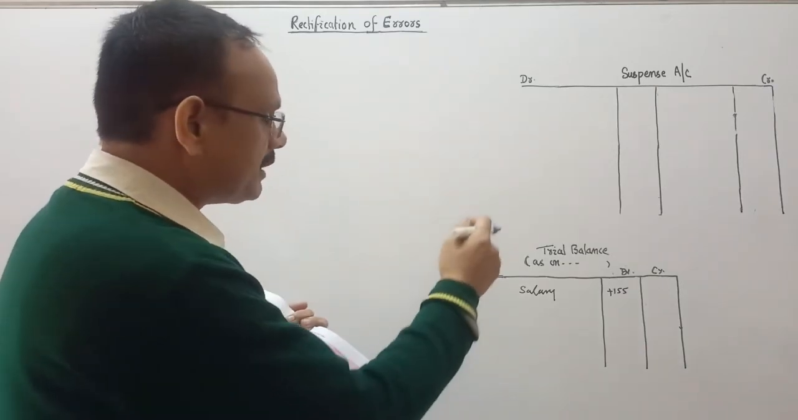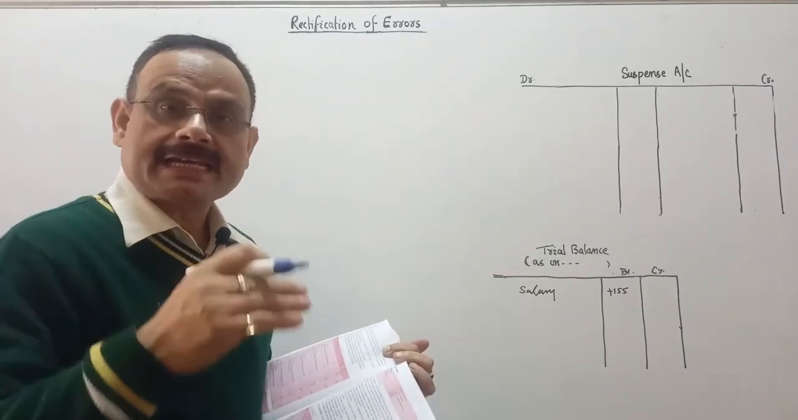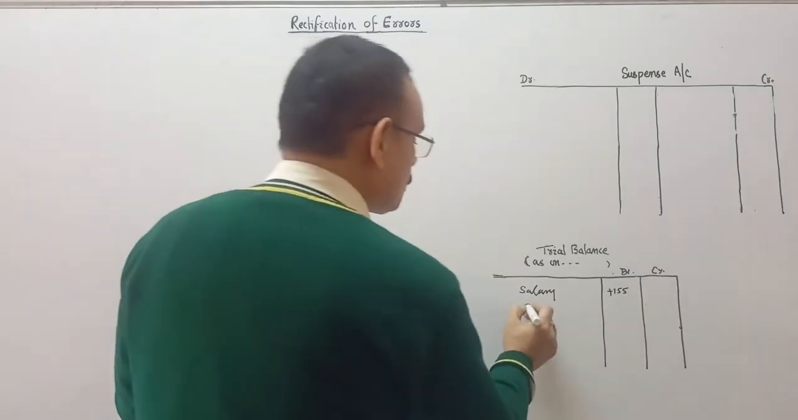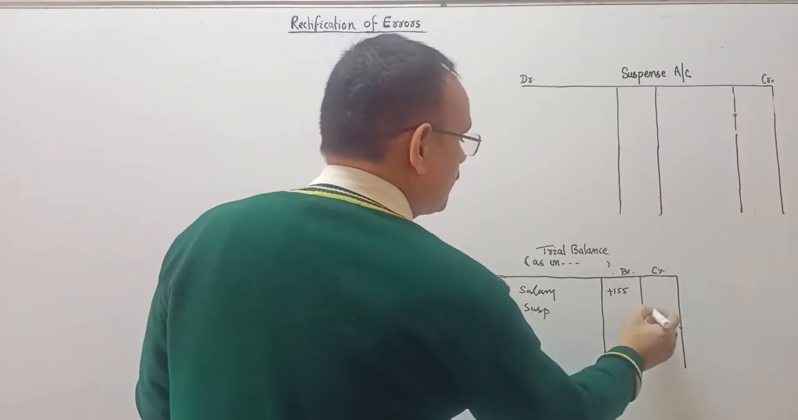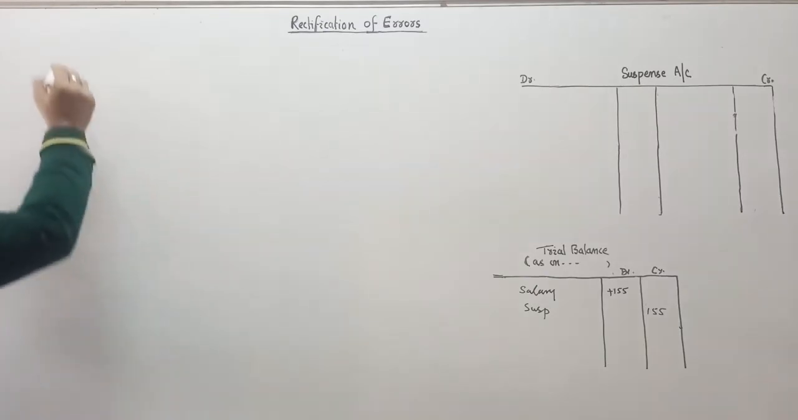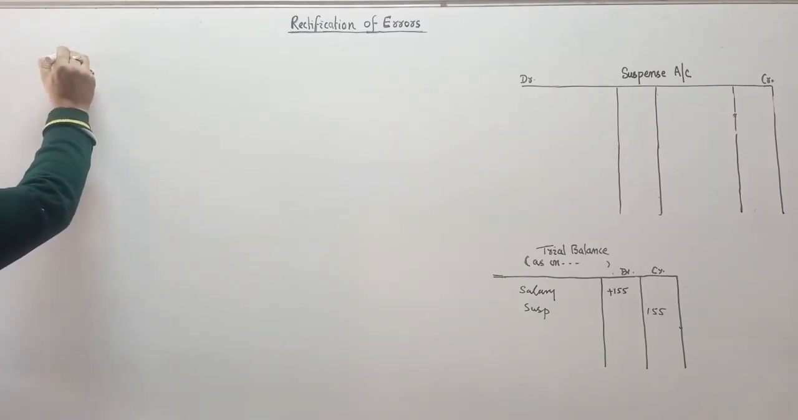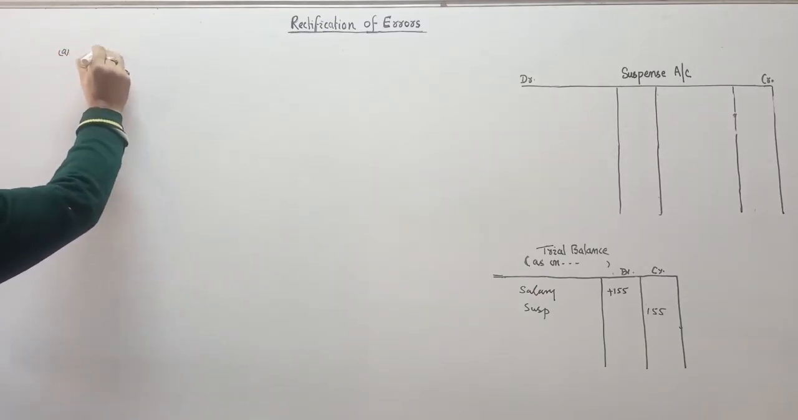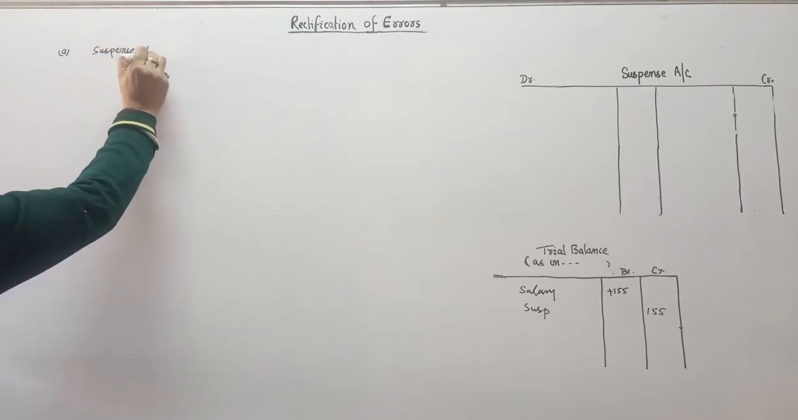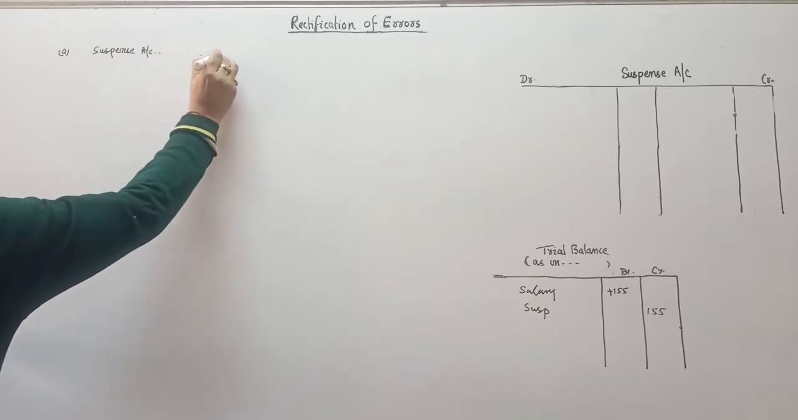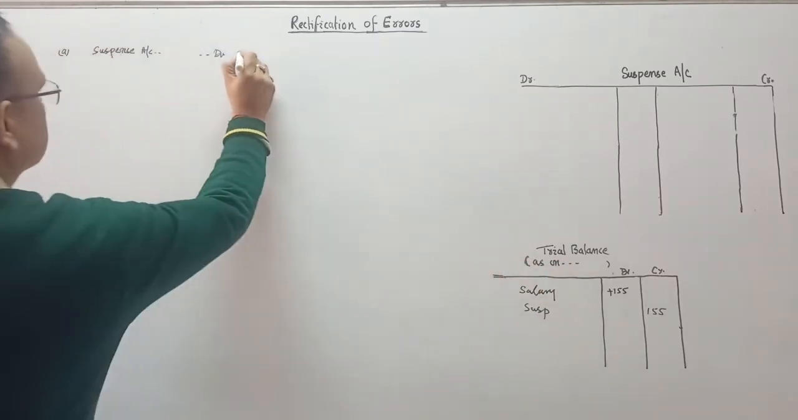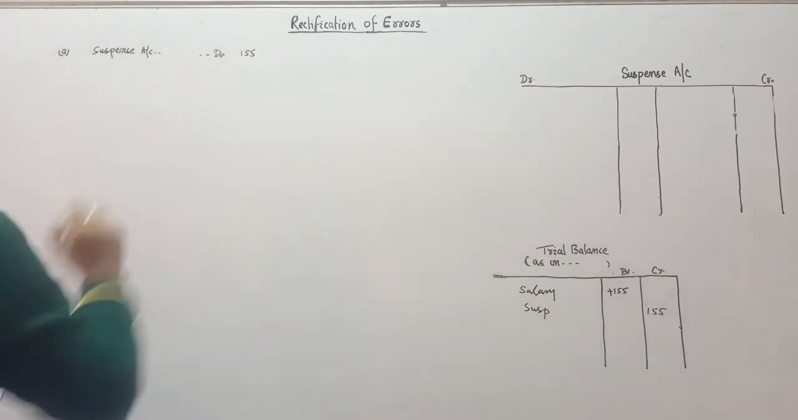So salary, when it is reflecting in the trial balance, is excess by 155 because it is posted twice. So a suspense account will be opened because of that reason, 155 in the credit side, to match the trial balance. So the first rectification will be number A. Suspense will be cancelled first. Suspense account will be debited because suspense is open in the credit side of the trial balance. For that we have to debit the suspense account.